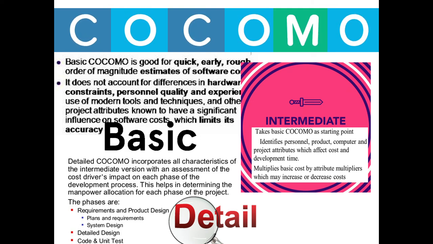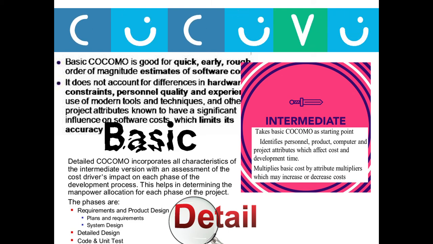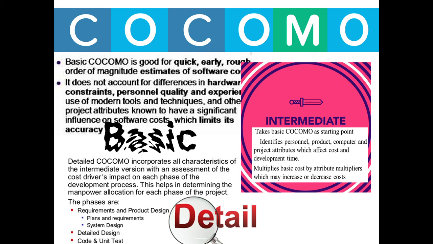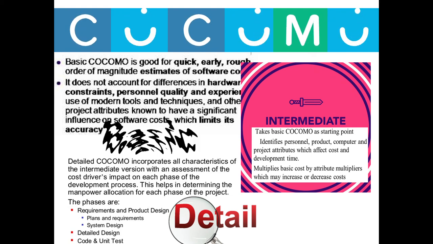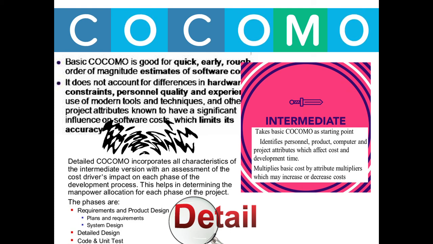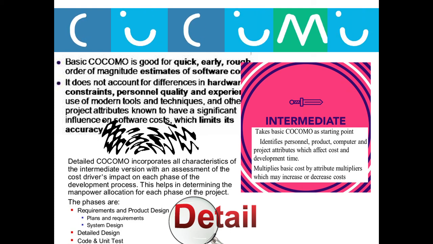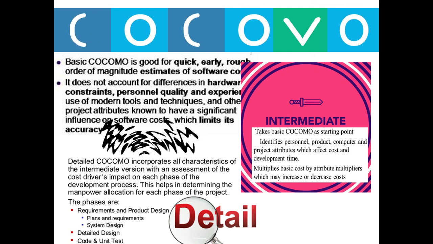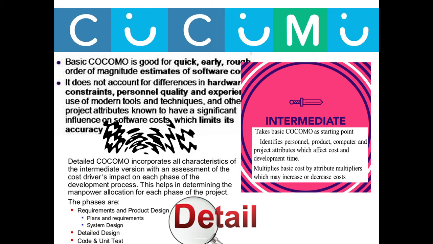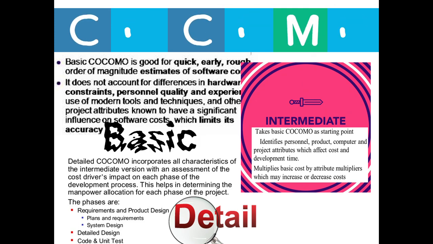The detailed COCOMO model incorporates all the characteristics of the intermediate version with an assessment of the cost drivers' impact on each phase of the development process. This helps in determining the manpower allocation for each phase of the project. The phases are the requirements and product design. Under requirements and product design, plans and requirements and system design are calculated, and then detailed design is calculated. Finally, the code and unit test is performed.